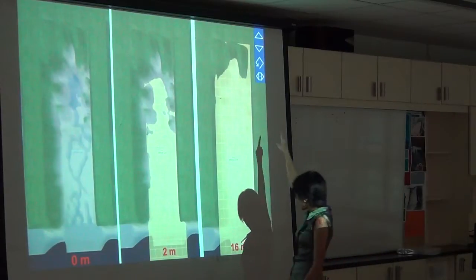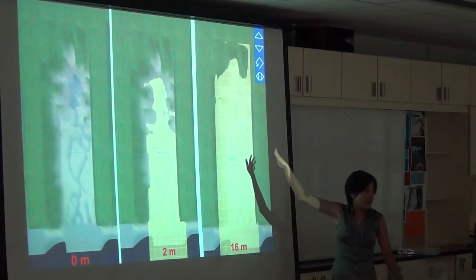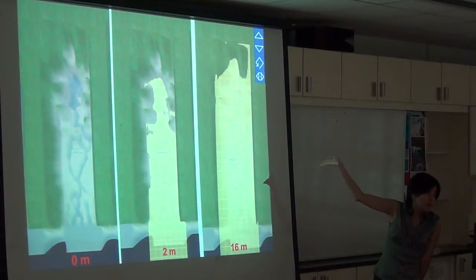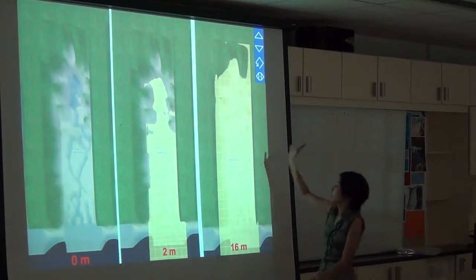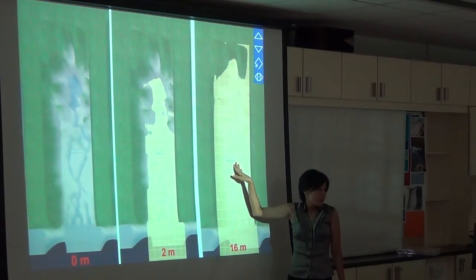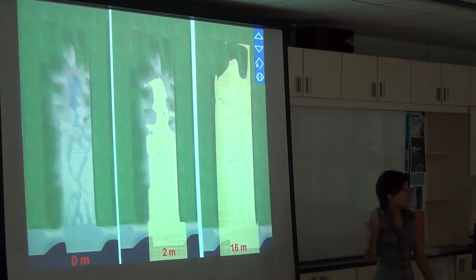Now if I click some more and raise it up to 16 meters, you will realize there are fewer things that I see, less land that I see. If you notice, where do you see most of the land appearing at 16 meters? On top. So on top is what coast?